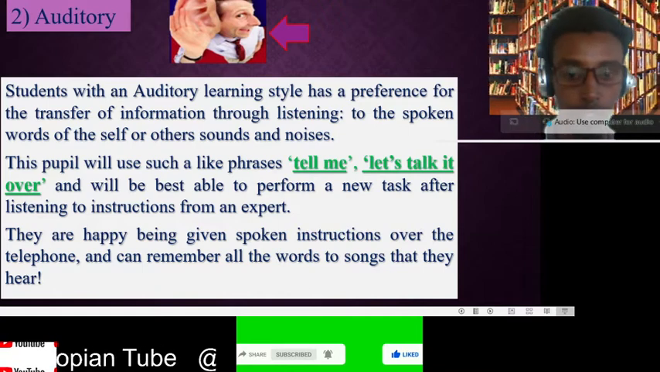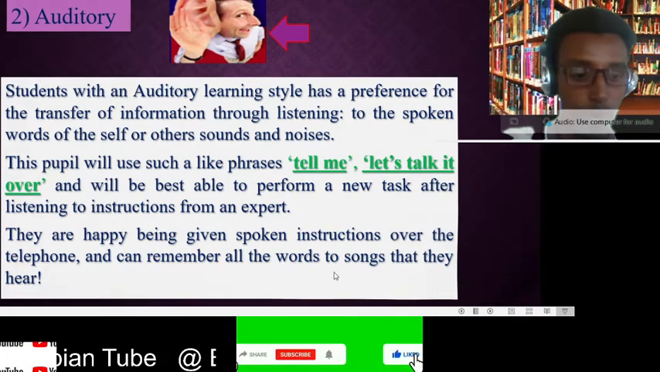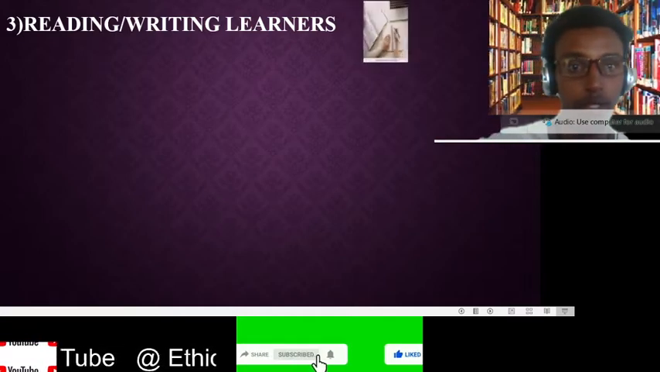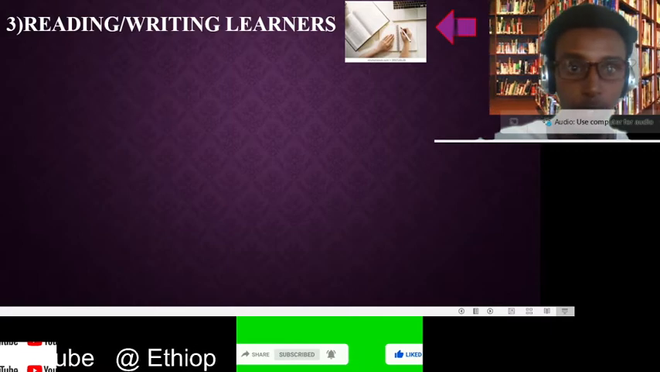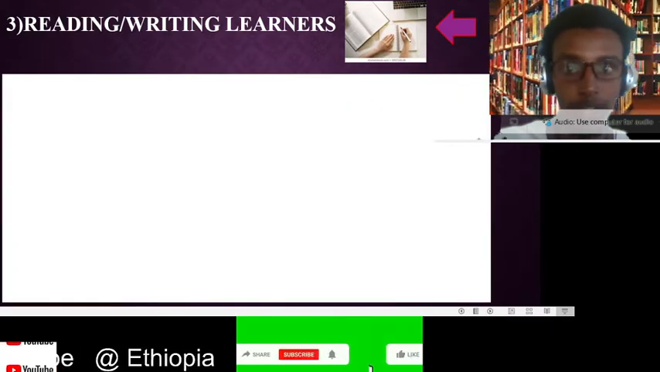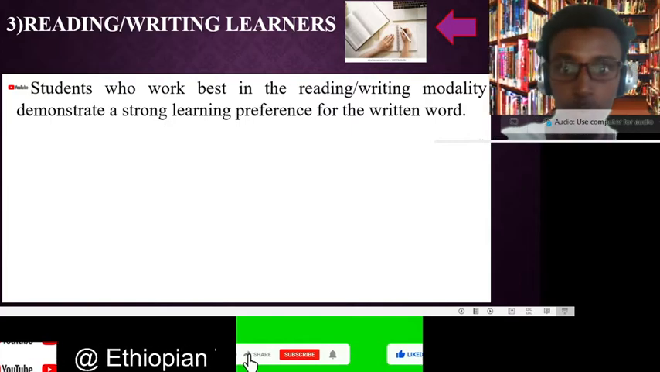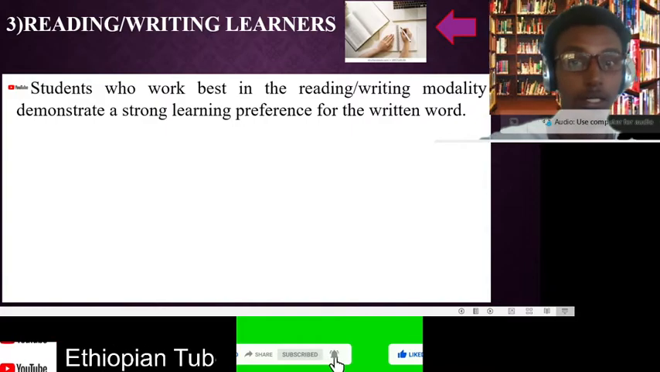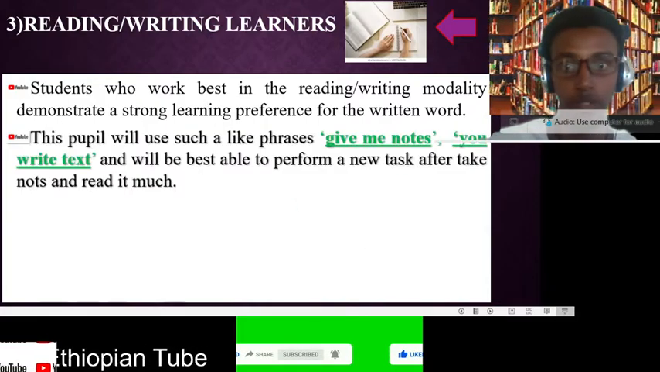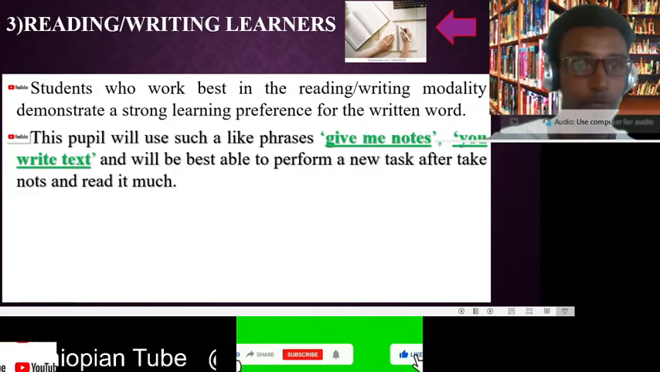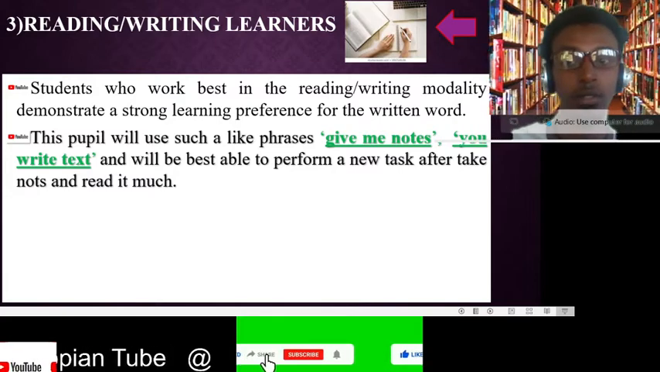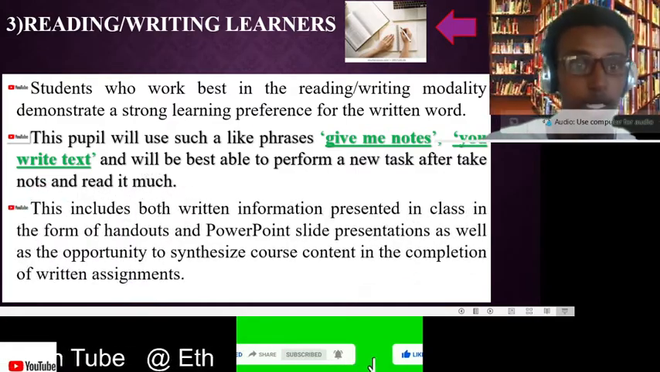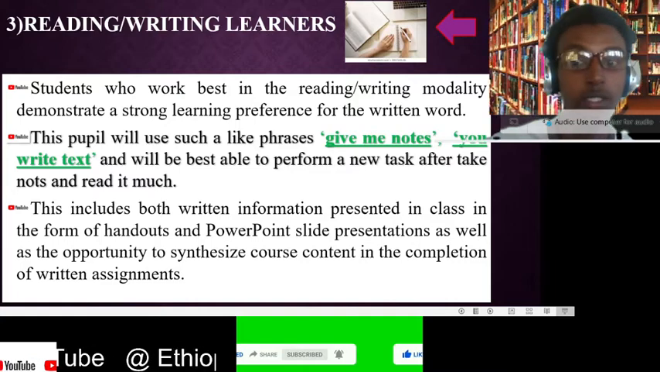So next, we are going to talk about reading or writing learners. Here, students prefer to understand by writing and reading their notes. Students who work best in the reading or writing modality demonstrate a strong learning preference for the written word. Here, the pupil will use phrases like give me notes, you write the text, and I will be best able to perform a new task after taking notes and reading them so much.